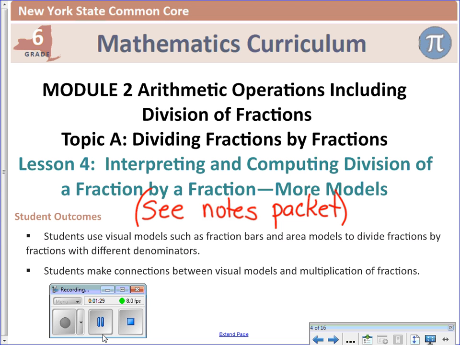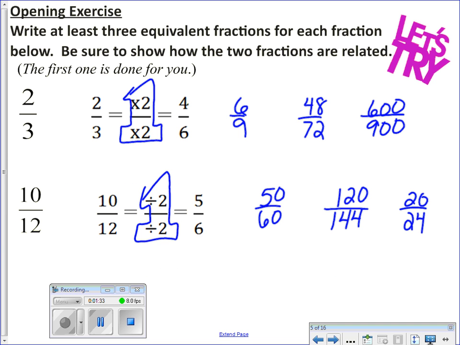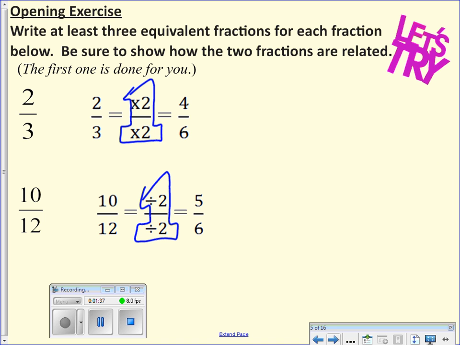But now we're going to start taking a look at our notes. All right, so let's get started. Whoops, I didn't erase the notes. Okay, let's try that again.